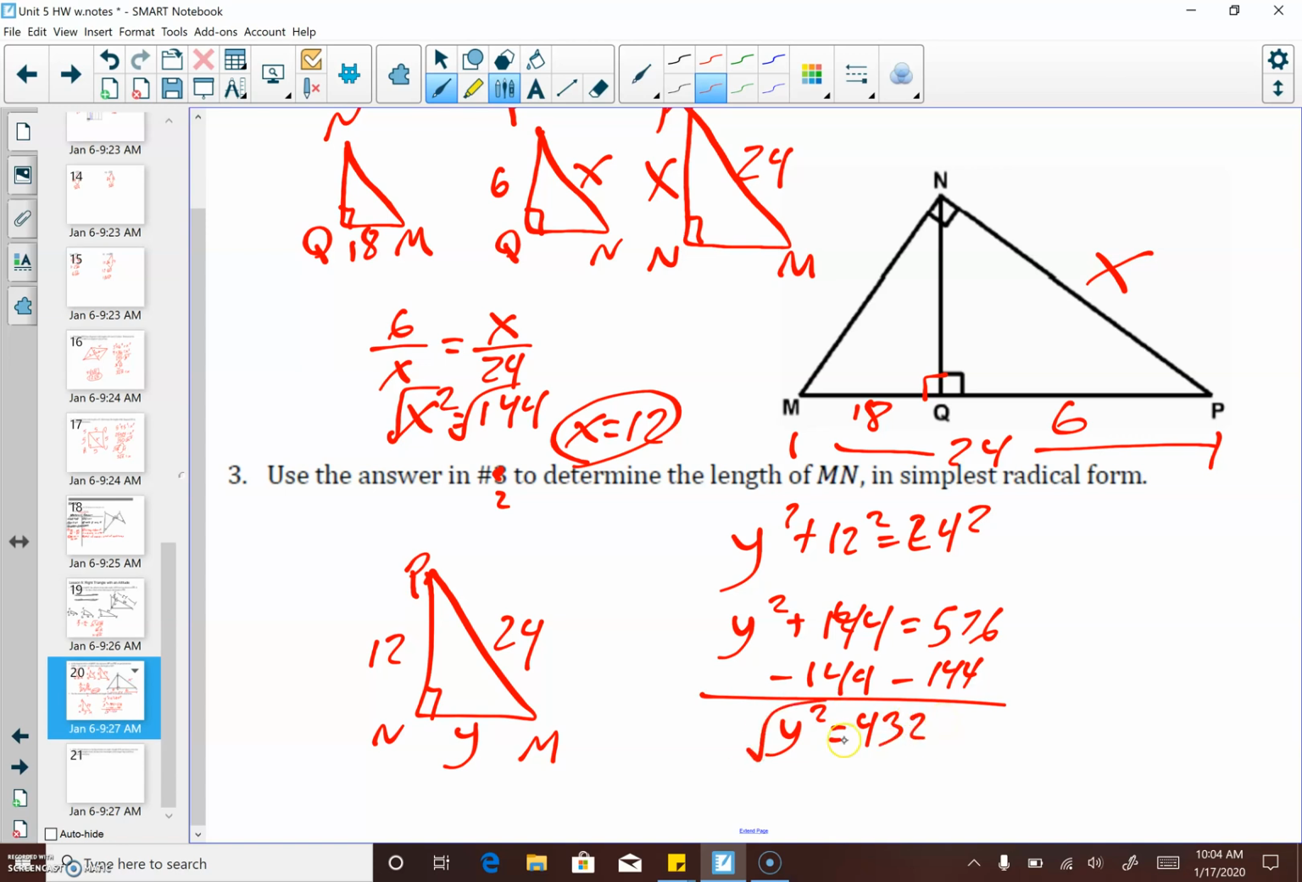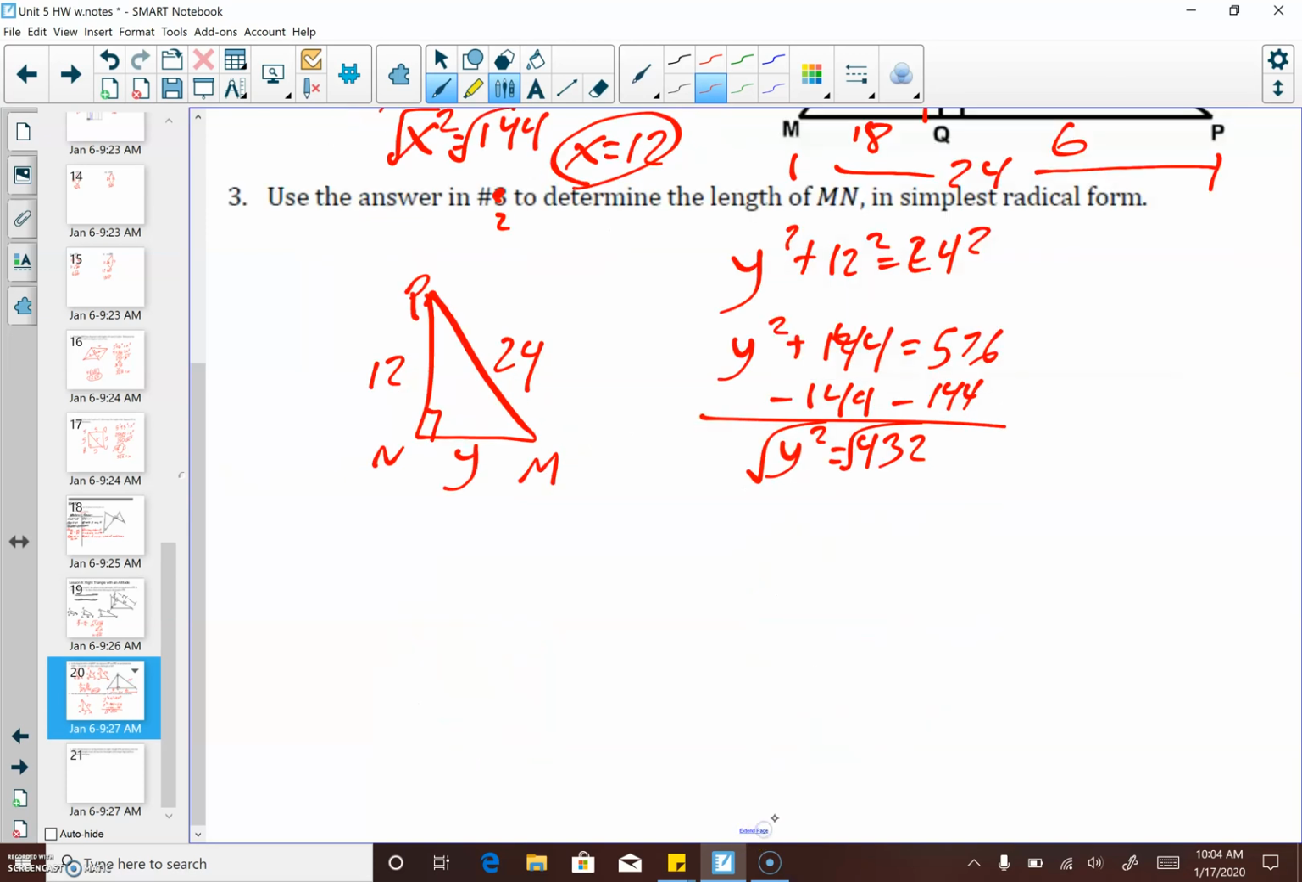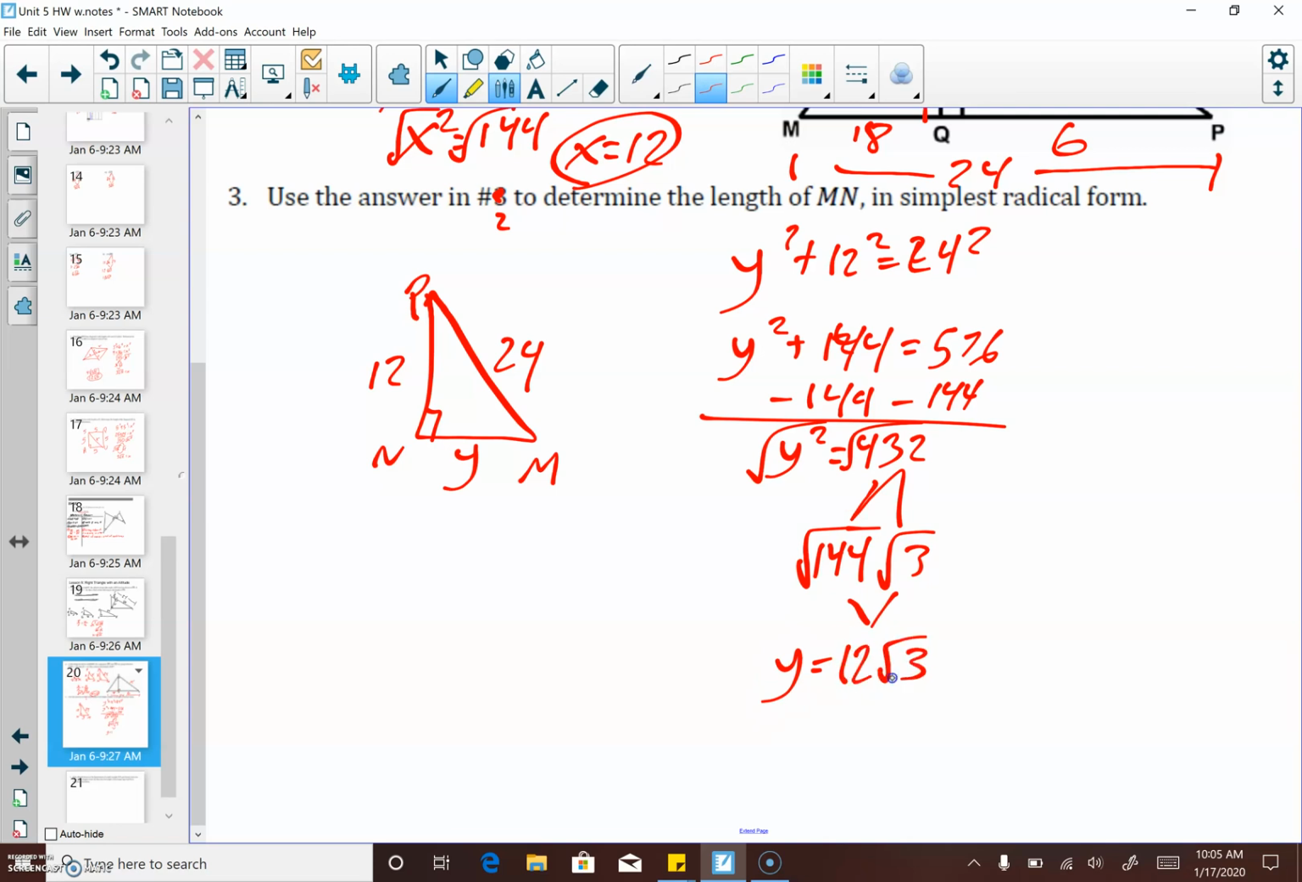We're going to take the square root of both sides, and what you'll notice is you don't get a perfect square. So now we have to split it. The biggest perfect square that goes into 432 is 144, and that's going to be multiplied by 3. So then y would come back together to be 12 square root 3.